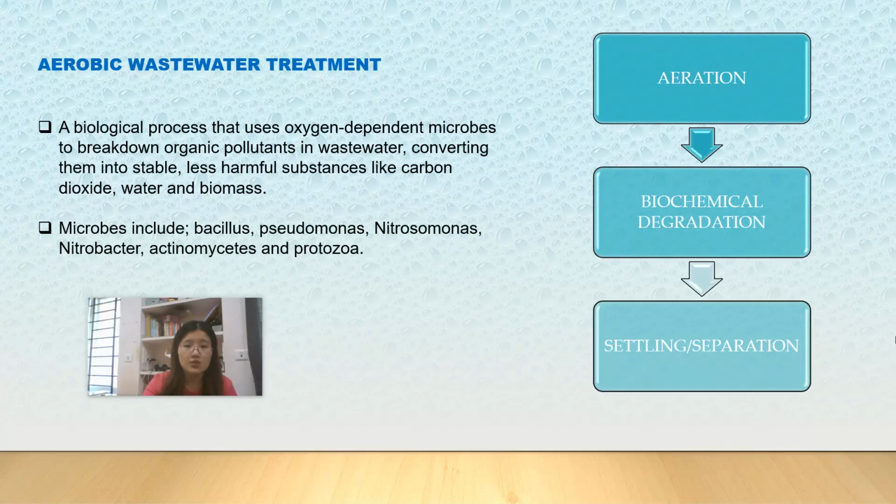microbes which are present in the wastewater utilize this supplied oxygen to convert or degrade the organic matter into new biomass and treated effluent. In settling and separation, the biomass so produced in biochemical degradation settles, and the mixed liquid, which is water and the new biomass, flows into the secondary clarifier, where it is further treated, or the new biomass can also be used as biofertilizer.